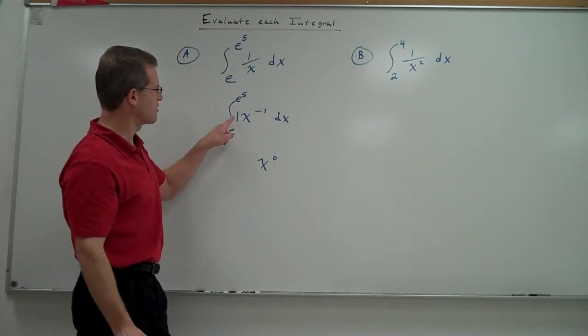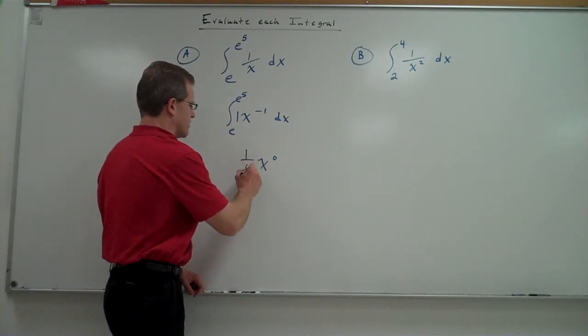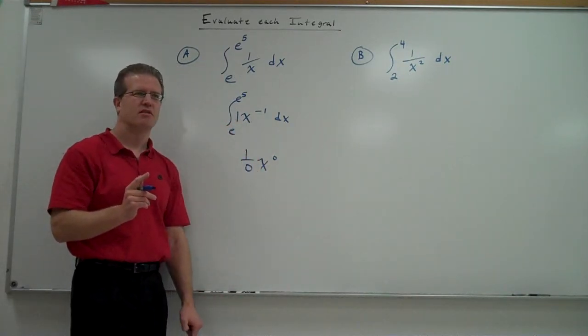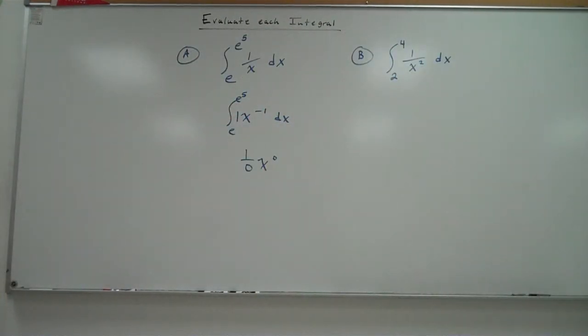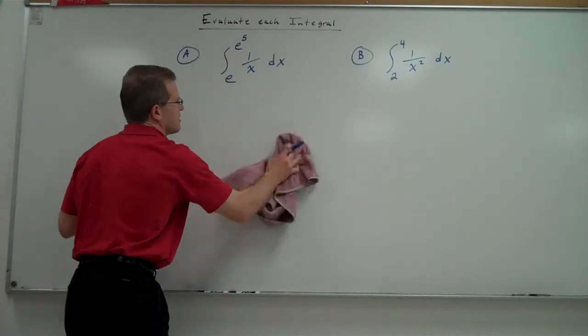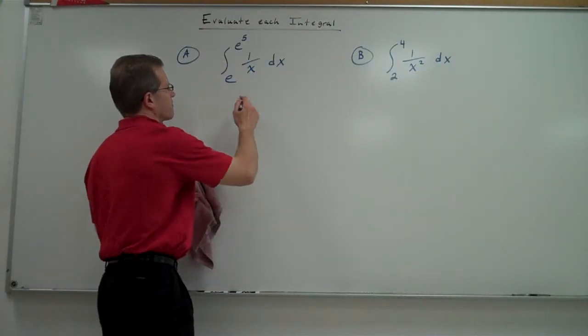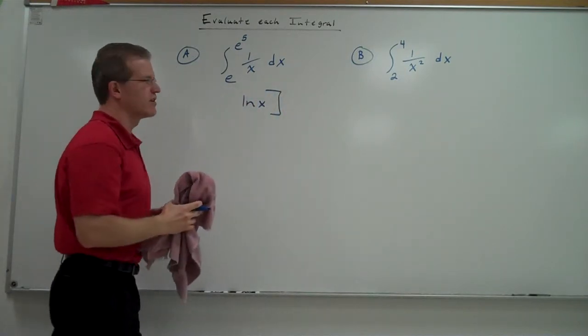Then you say you take your coefficient divided by your new exponent. So 1 divided by 0. But what's 1 divided by 0? Undefined. And that's where you should say, hold it, there must be a special rule for problems like this. And that rule is that the integral of 1 over x is natural log of x.